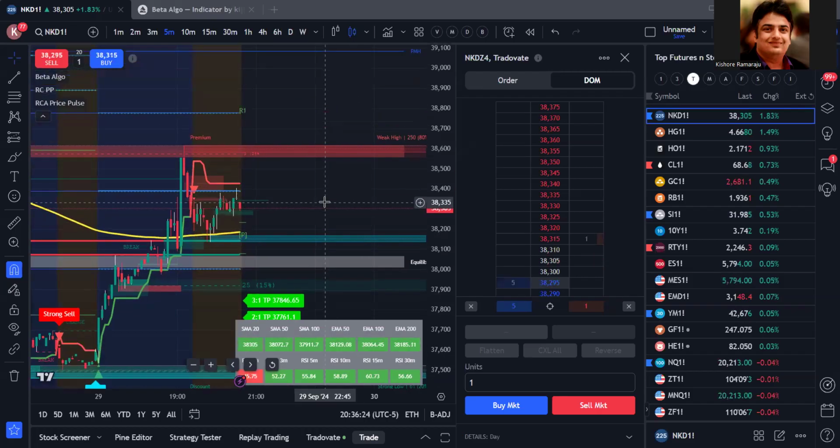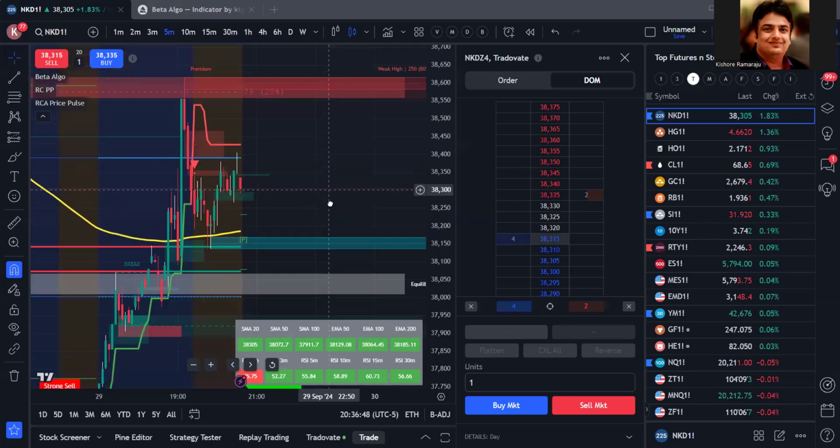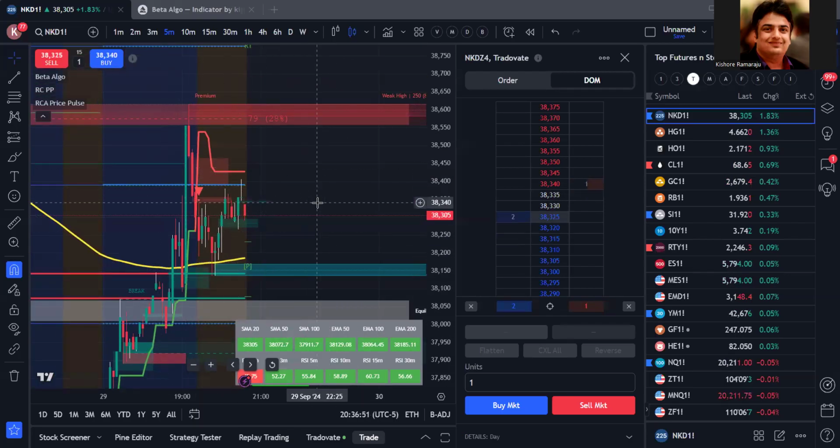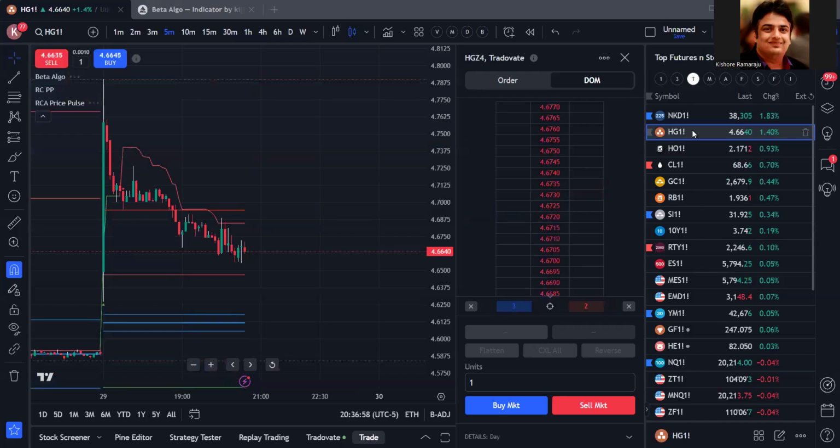So NKD, the color is red, that means bearish, but it is above EMA 200. So the background color is red, but all these, most of it, are green. So there is no proper confluence, right? One is telling it can go up, one is telling it can go down. So when you have such confusion, avoid taking those tickers. When you have proper confluence, those are the best tickers to follow.